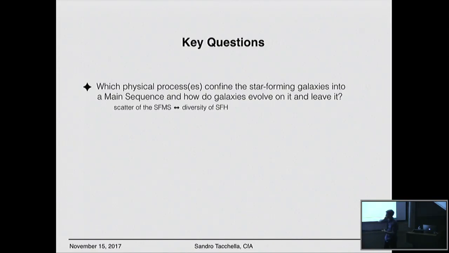And so it all links in the end to asking the question of how diverse star formation histories are. There, I think we still have a good understanding of how scaling relations evolve with time, but we don't know well how individual galaxies are evolving along these scaling relations.